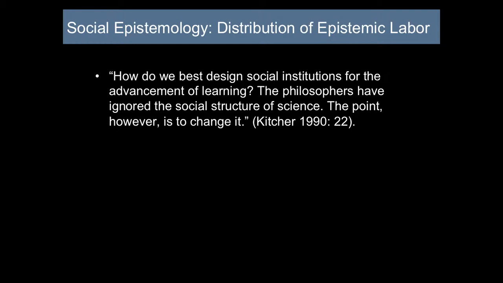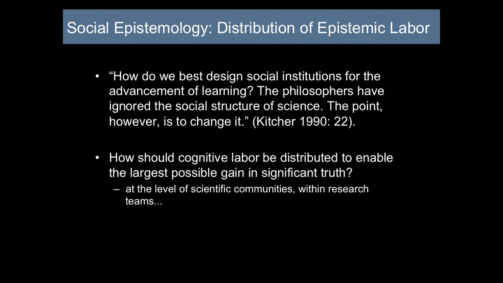The philosophers have ignored the social structure of science. The point, however, is to change it. So the question then is, how should cognitive labor be distributed to enable the largest possible gain in significant truth? This is again Kitcher's words. And you can think about how to distribute workload and research effort at the level of scientific communities or within research teams.